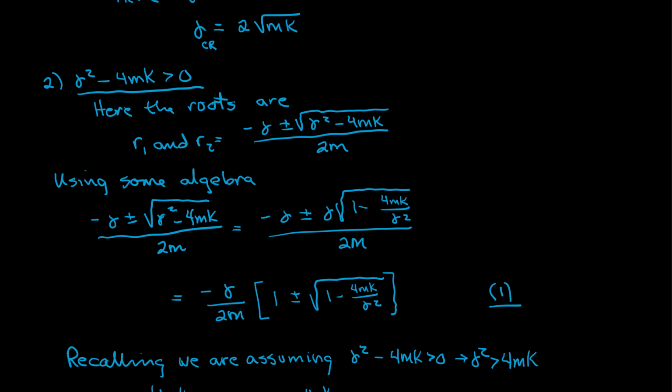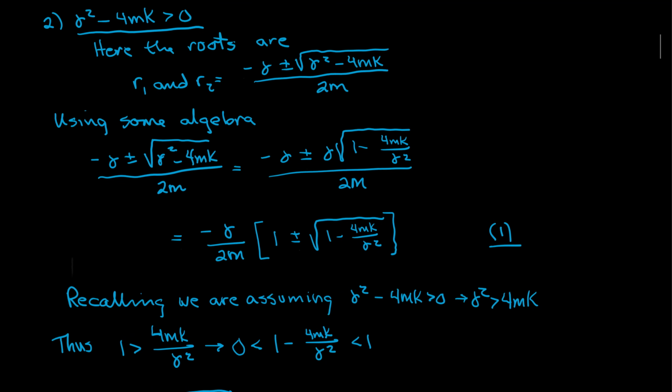When we then factor out from both terms in the numerator, we can factor out gamma. And in fact, I'm going to factor out the negative of gamma. And then from the denominator, I'm going to factor out the 2m. What we are left with is the negative of gamma over 2m times 1 plus or minus the square root of 1 minus 4mk over gamma squared. Okay, so what does this give us?